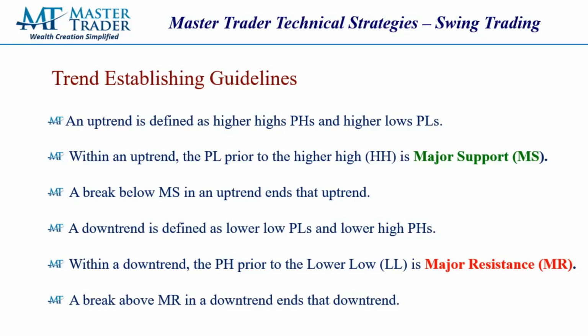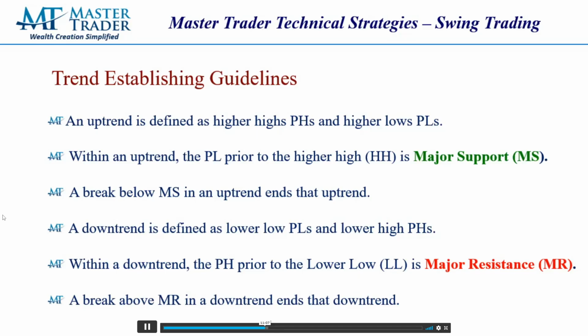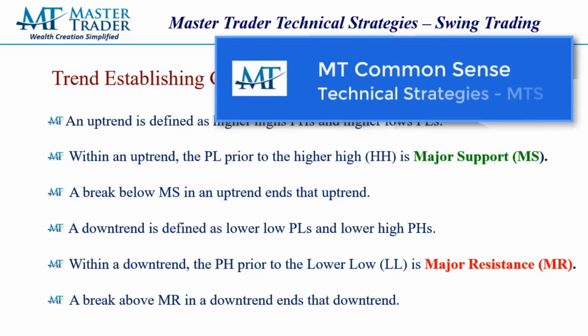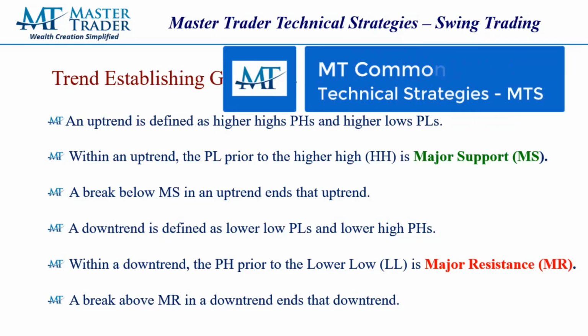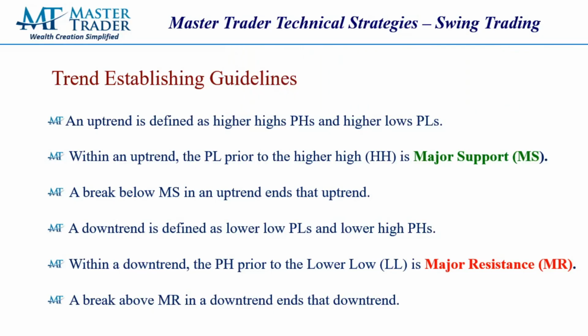Very simple. A downtrend is defined as lower pivot lows and lower pivot highs. There's a downtrend. The pivot high prior to that lower low is major resistance. So if prices push up above that major resistance reference point as defined, the downtrend is over. It no longer meets the definition of a downtrend because it's no longer making lower highs and lower lows. It has traded above the prior pivot high, which we have defined as major resistance.